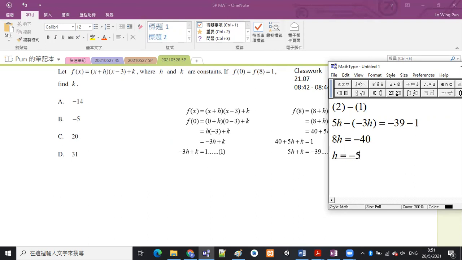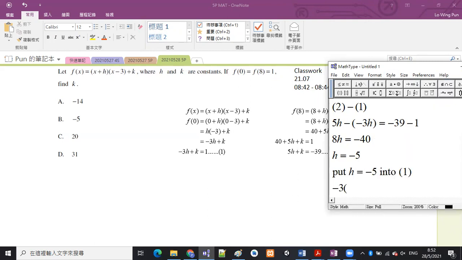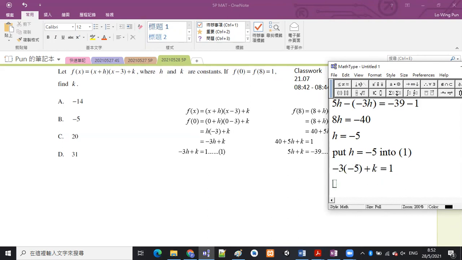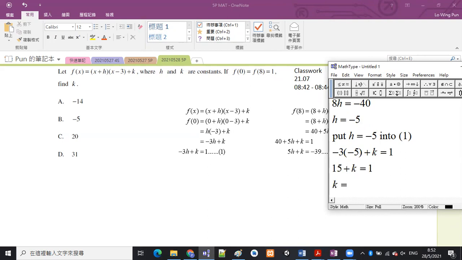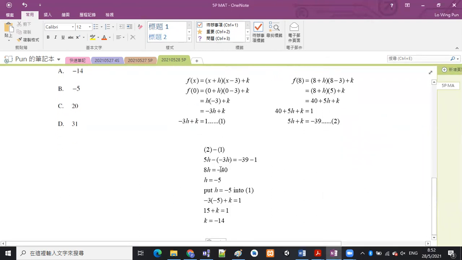Is that the answer? No, careful. Why not? Negative 5 is not the answer, because the question is not asking you to find the value of h. The question is asking you to find the value of k. So we need to put our value of h into either equation 1 or equation 2. So negative 3 times negative 5 plus k is equal to 1. We have 15 plus k equals 1. Finally, k should be negative 14. Then the answer is option A.